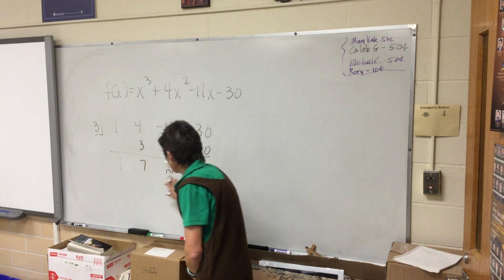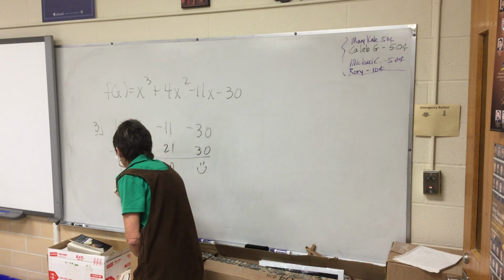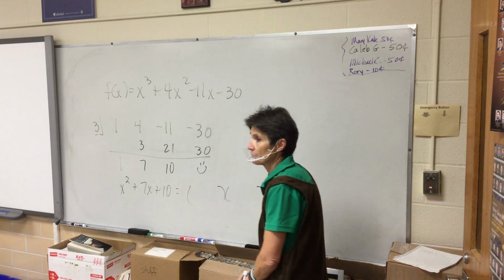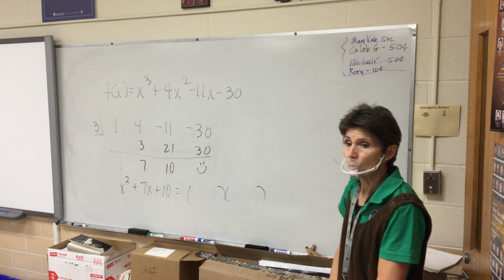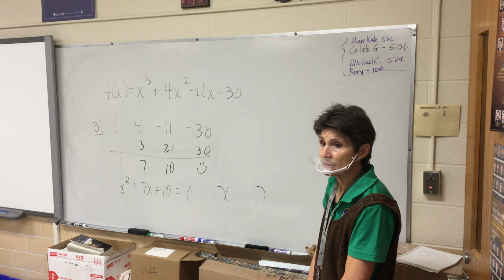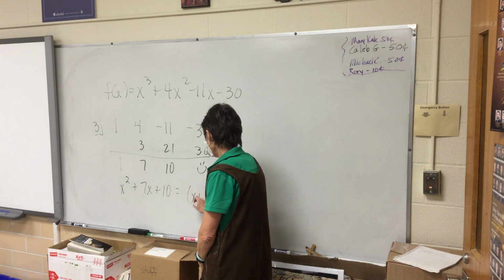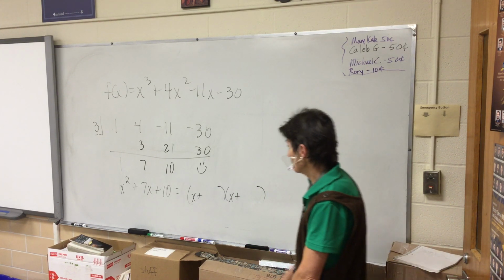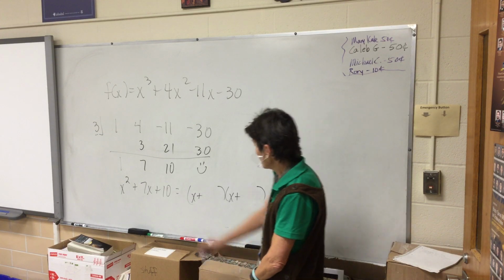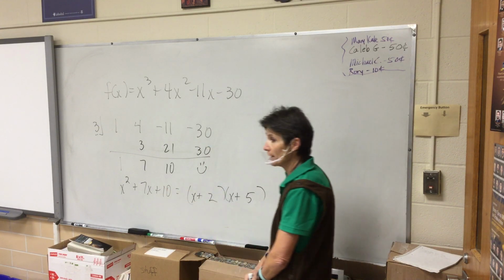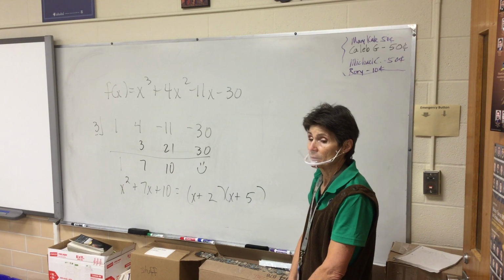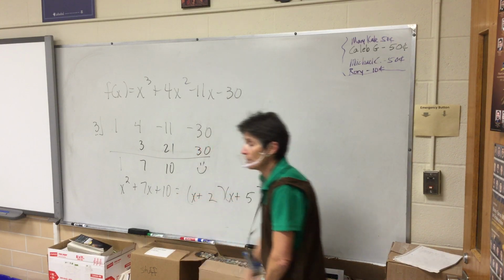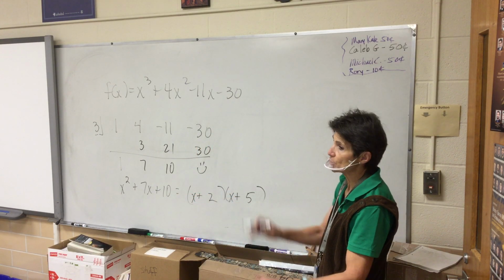This part's going to give us our other two answers. What is this? X squared plus 7x plus 10? Right? So we need to set up a reverse FOIL. We need things that multiply together to give me 10 and add up to give me 7, so that would be 2 and 5. Because if you FOIL this back together, that's what you would end up with. That's the key. Factoring is just unfoiling.